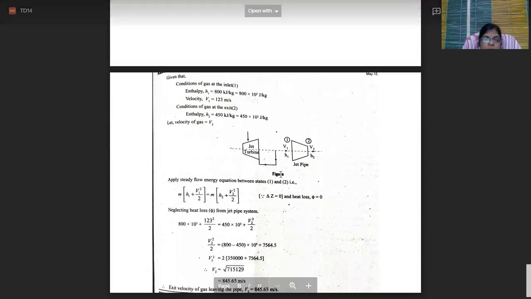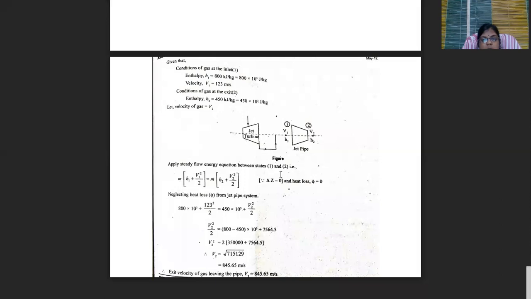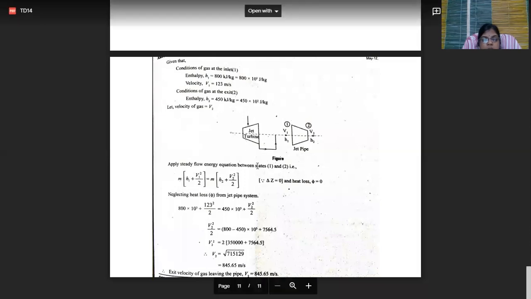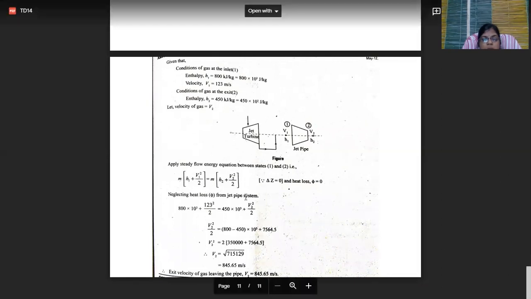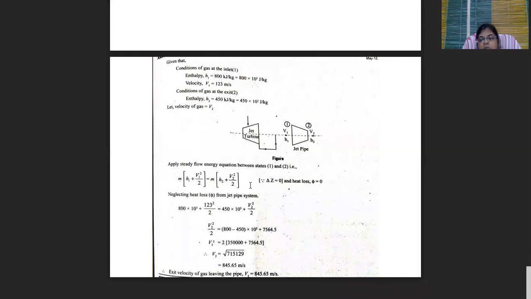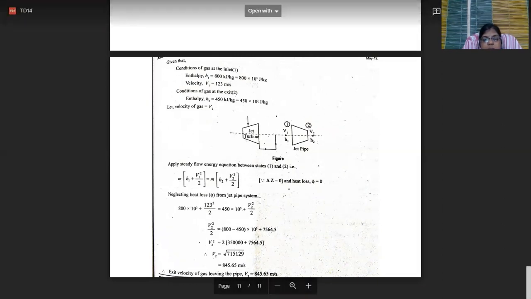So apply the steady flow energy equation between states 1 and 2. What do we know of the steady flow energy equation? m dot into (h1 plus v1 square by 2) plus, m dot into (h2 plus v2 square by 2). Here del z is equal to 0 because there is no elevation given in the problem. Heat loss, q is equal to 0. If q is equal to 0, there is no work done, so w is also 0, neglecting heat loss from the jet pipe system.